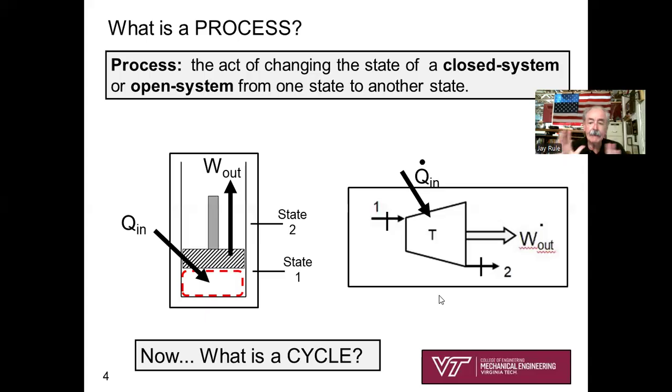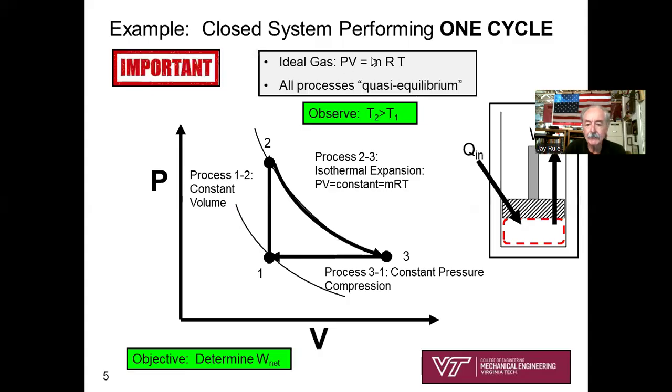Now, next question. What is a cycle? Well, you remember what a cycle is from previous textbook work. A cycle starts and ends at the same state. And so I've kind of created an example problem cycle. And here's my sketch. I've got a closed system, piston and cylinder, undergoing a set of 3 processes, 1 to 2, 2 to 3, 3 to 1. And I've got an ideal gas in here. So remember, PV equals mRT. I'm going to say that all 3 of these processes occur in a quasi-equilibrium manner, okay?